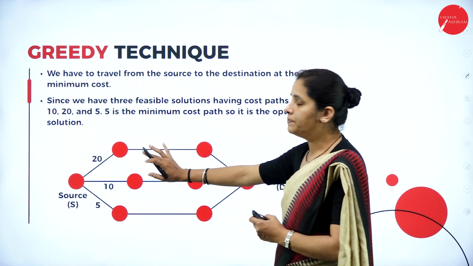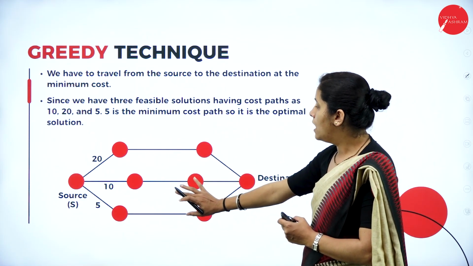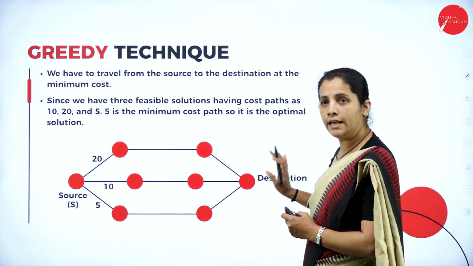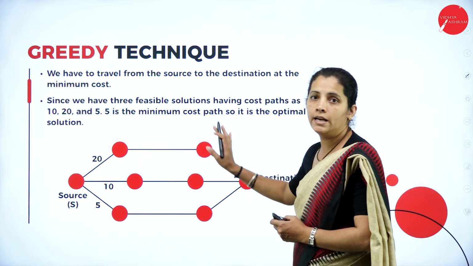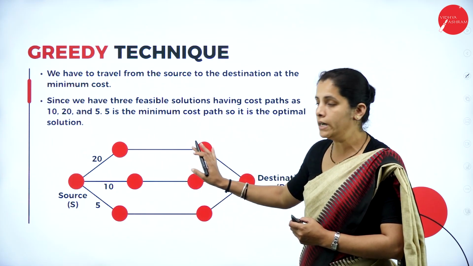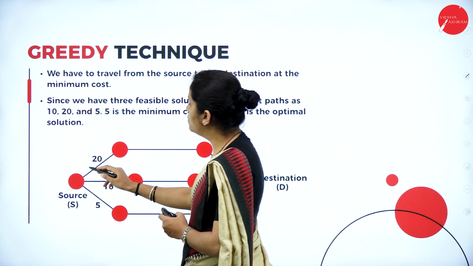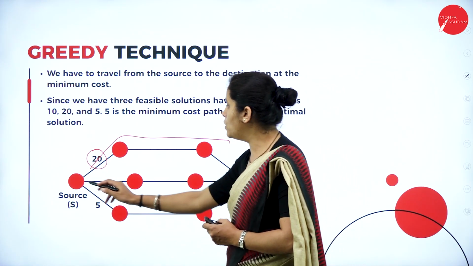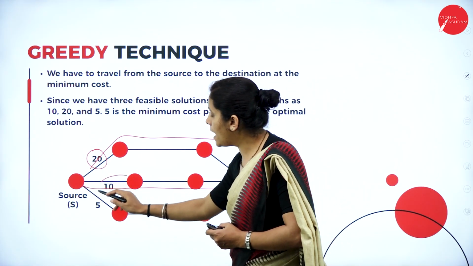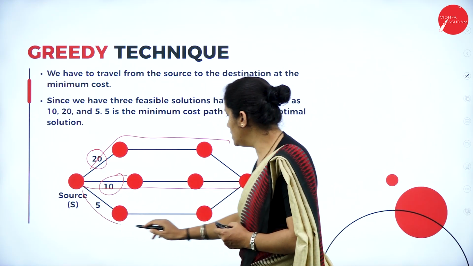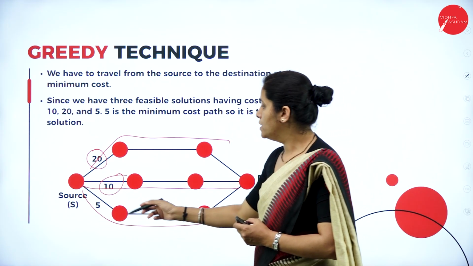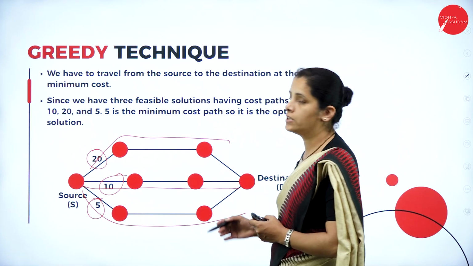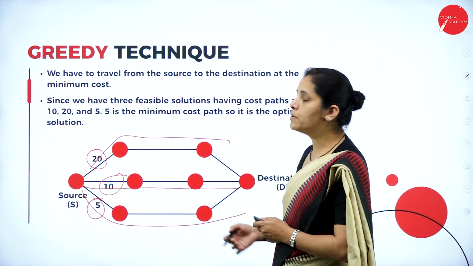Okay, fine. Let me consider this example. I have a source and I have a destination. I want to reach the destination through an intermediate node or intermediate vertex. Now see here, if I go this way, what is the weight? I have 20. If I go this way, what is the weight? I have 10. If I go like this, then what is the weight? I have 5. So which is the best route to reach from source to destination? That is the 5. So it is the minimum cost.